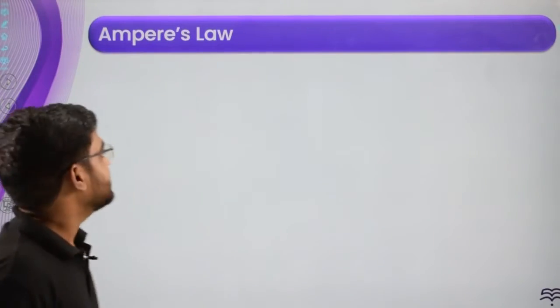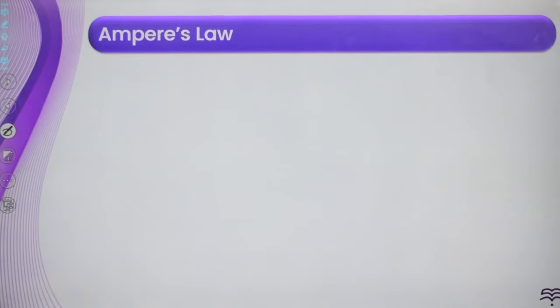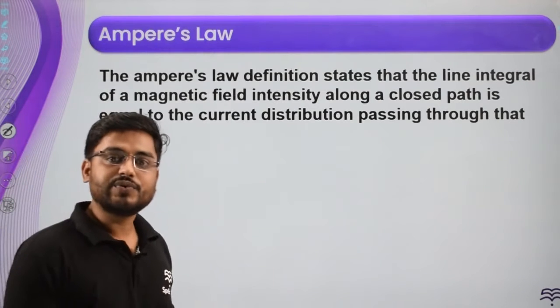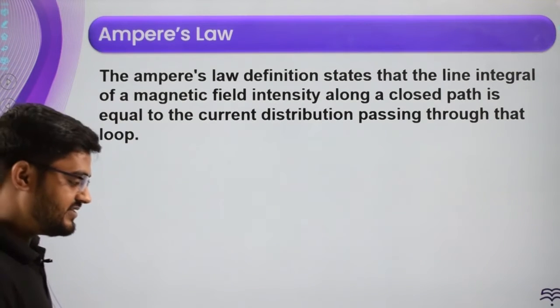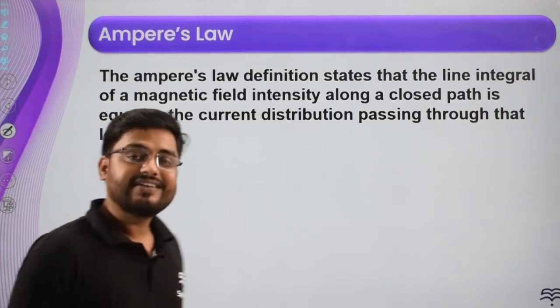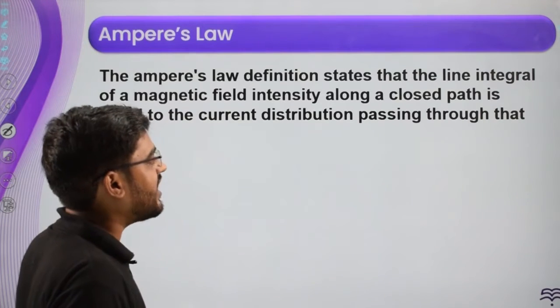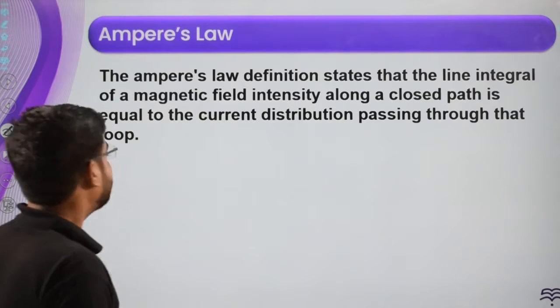So we are going to discuss Ampere's law. What does this law state? This is just another way to find the magnetic field due to various structures. Ampere's law states that the line integral of the magnetic field intensity along a closed path is equal to the current distribution passing through that loop.